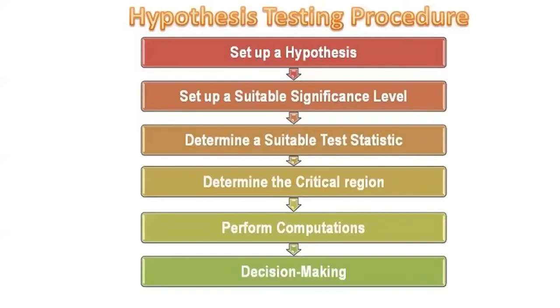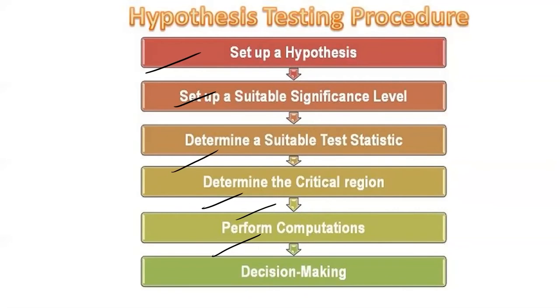Then we have the hypothesis testing procedure. What is the hypothesis testing procedure? First, we will set up the hypothesis. Then a suitable significance level will be set up. Then we will determine the suitable test statistics. Then we determine the critical region, and after it, computation will be done. Then we will make the decision. Decision making will be the last step in the hypothesis testing procedure.